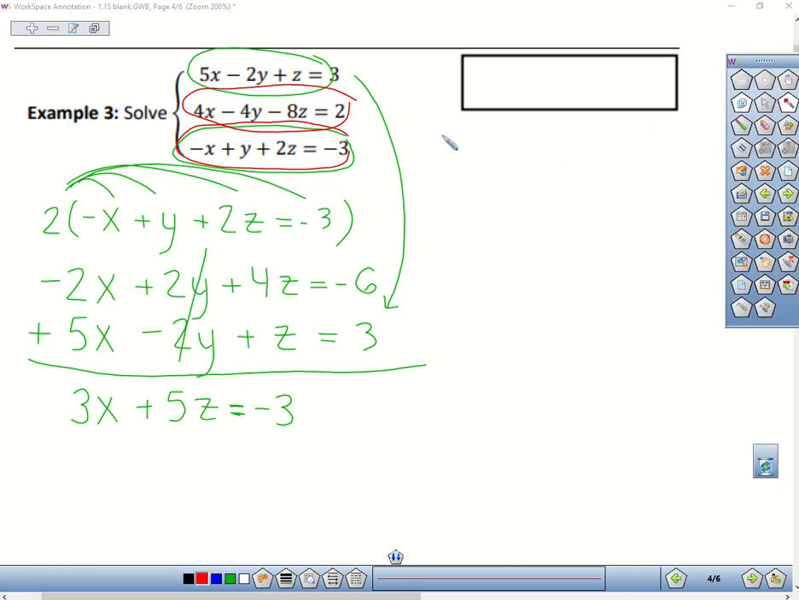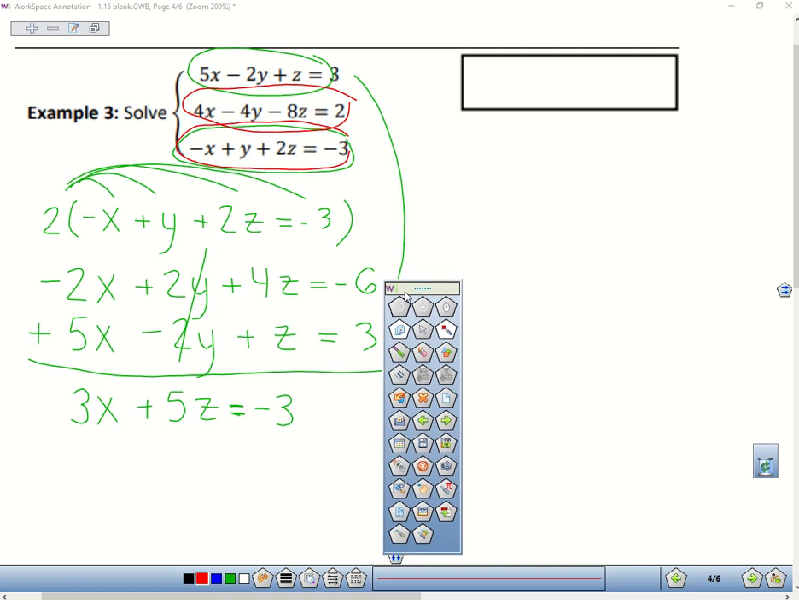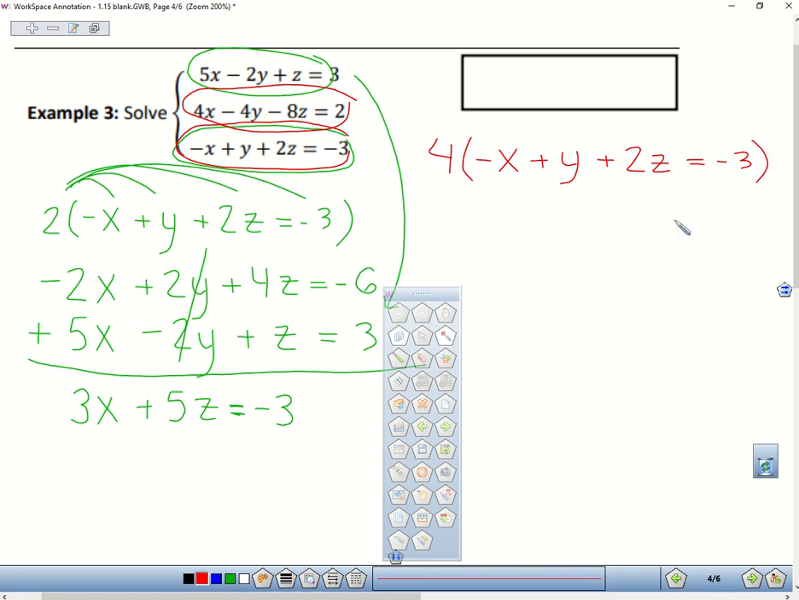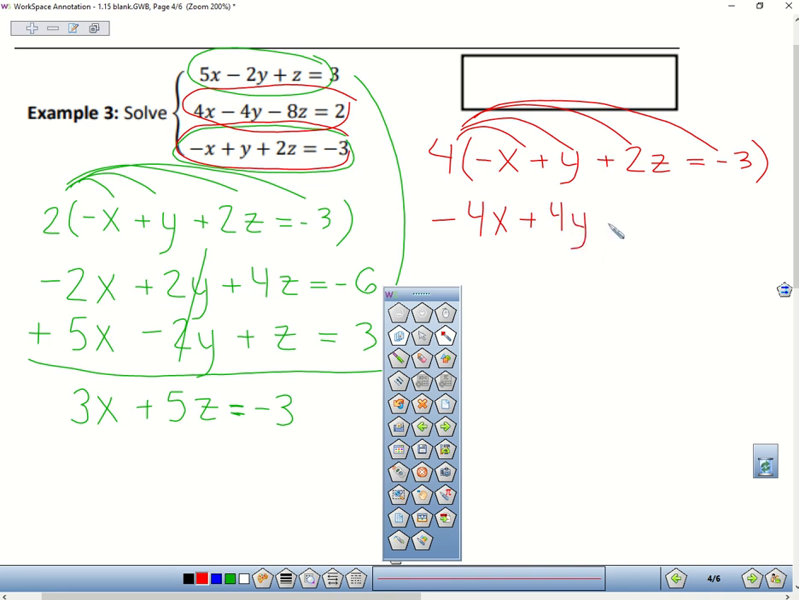4. I'm going to multiply my last equation by 4, which will then allow me to cancel out the y in my second equation. So that's 4 times negative x plus y plus 2z is equal to negative 3. We're going to distribute. That's going to give me negative 4x plus 4y plus 8z equals negative 12.